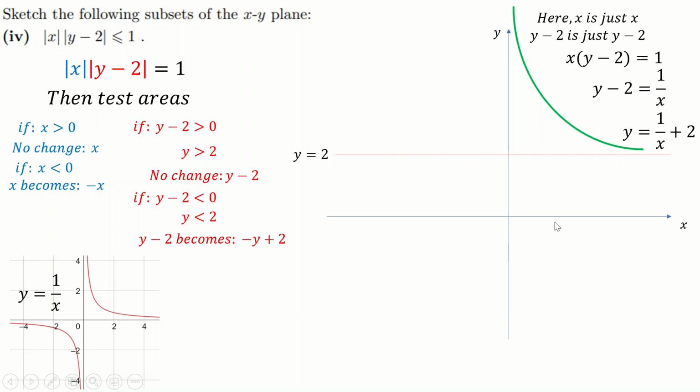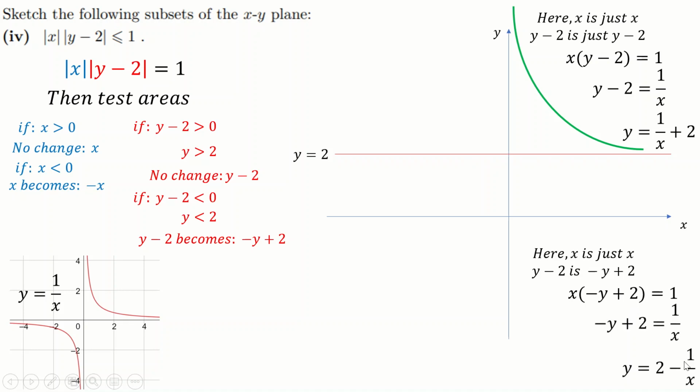Okay, what about the next quadrant then? So the next quadrant, x is still just x because x is positive, but this y minus 2 becomes a minus y plus 2 because that's below this line here. So that's in this region here. So put those in, so the x just stays as the x, but this becomes a minus y plus 2. Divide by x, do a bit of rearranging, and I think you end up with this. Now, what does that look like? Now, we get the impression it's going to look pretty similar to this.